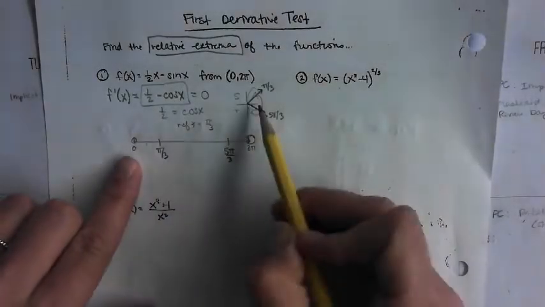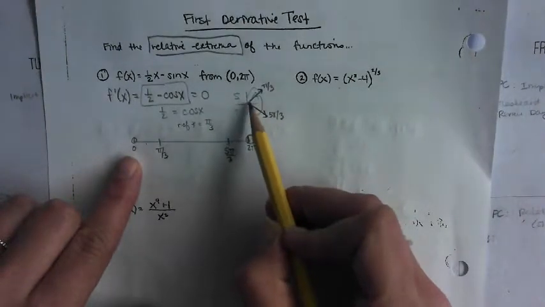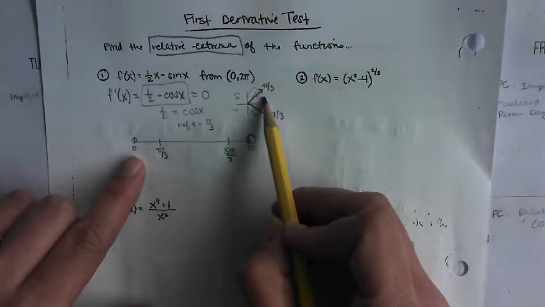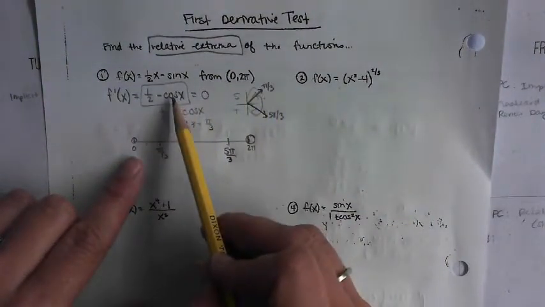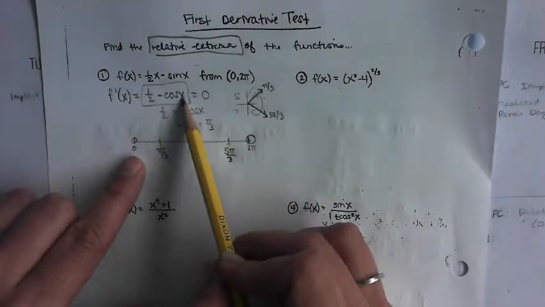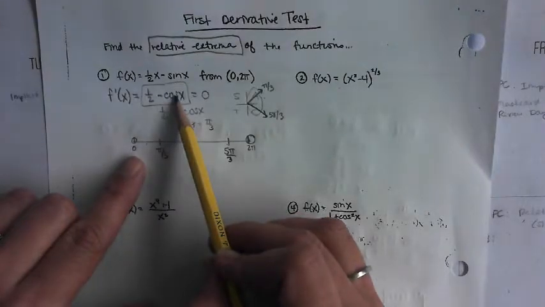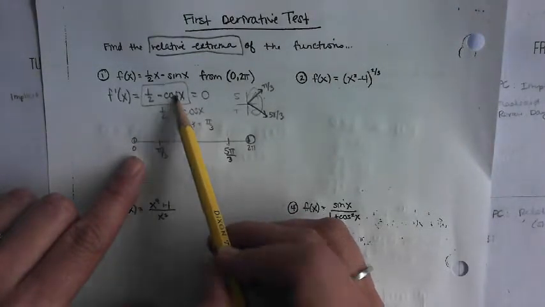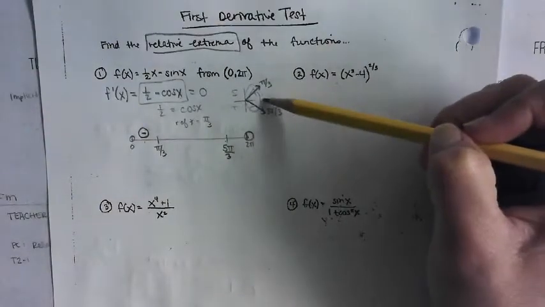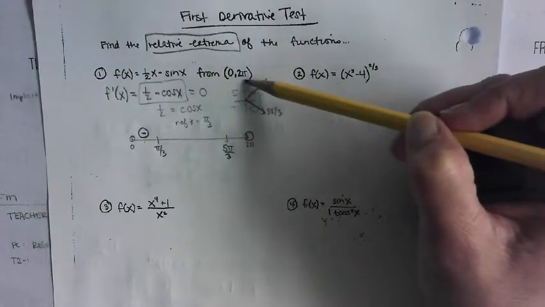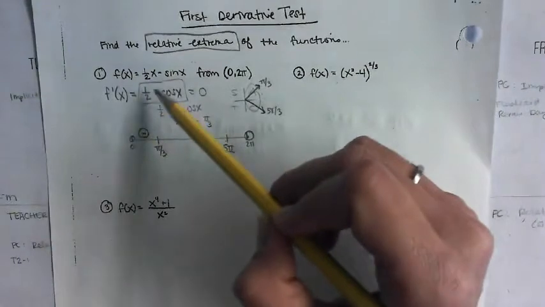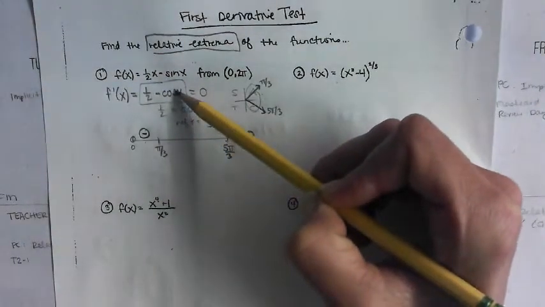So between 0 and pi over 3, what's a decent number to check between 0 and pi over 3? Pi over 6. So if you check pi over 6, the cosine of pi over 6 is radical 3 over 2. 1/2 minus radical 3 over 2. Positive or negative? Negative. Remember that cosine starts at 1 and gets smaller towards 0. So once you get up here, the cosine will be a pretty small number, and 1/2 minus it will leave you with a positive number.